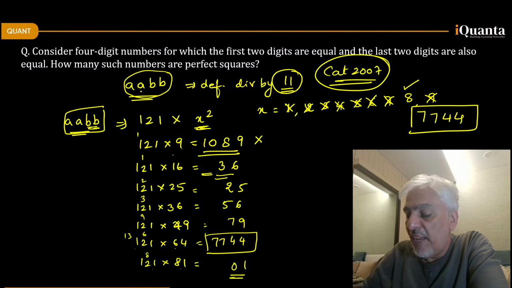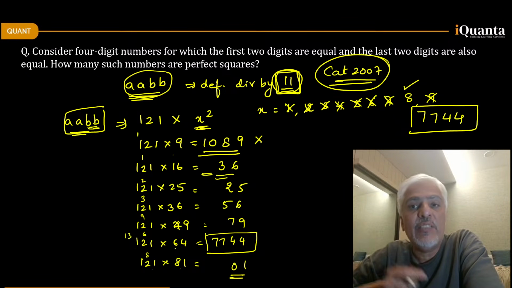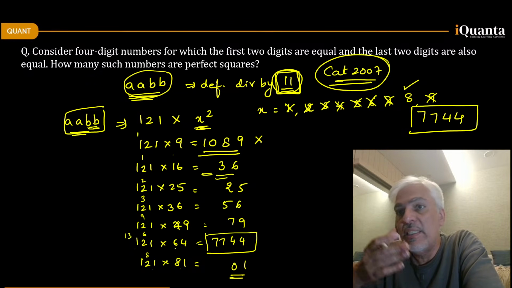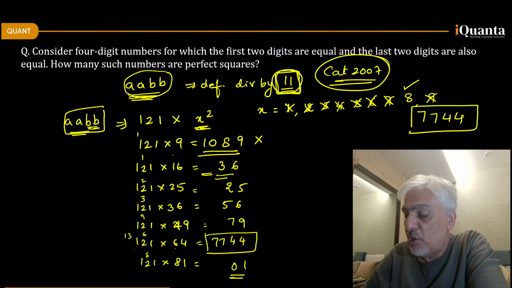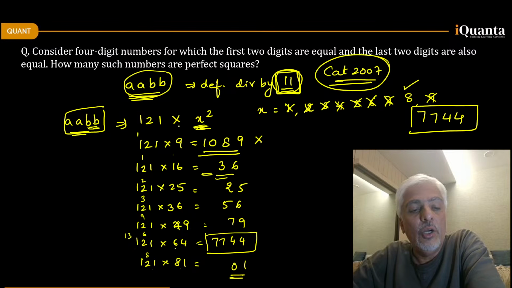If it is in the form of AABB, it has to be divisible by 11 definitely, which means it has to have 11 as one of the factors. And because it is a perfect square, every prime factor has to come 2 times. So 11 11s are 121 has to come. And therefore my number has to be 121 into some other square only. Got it now? Shubham?